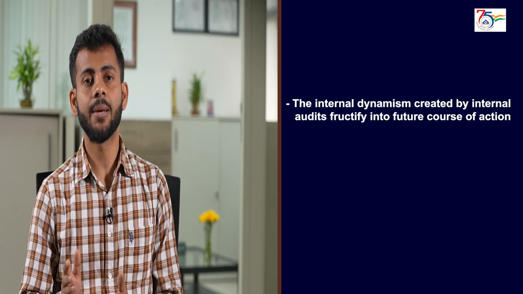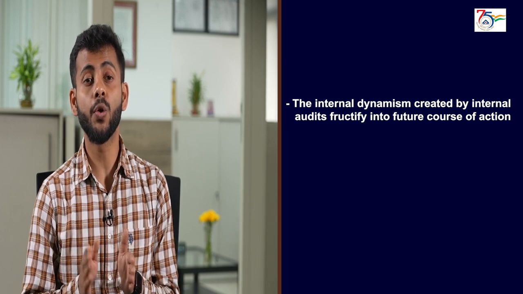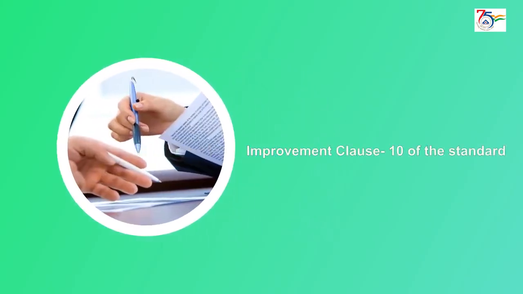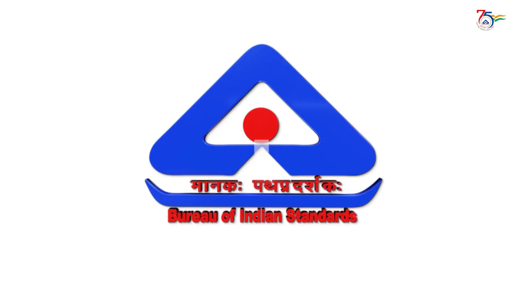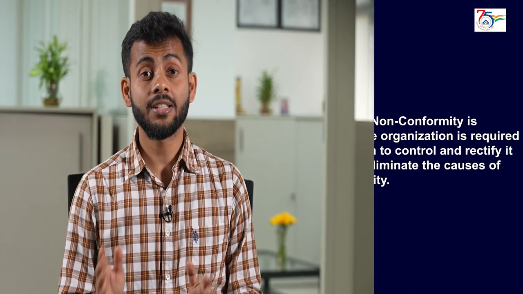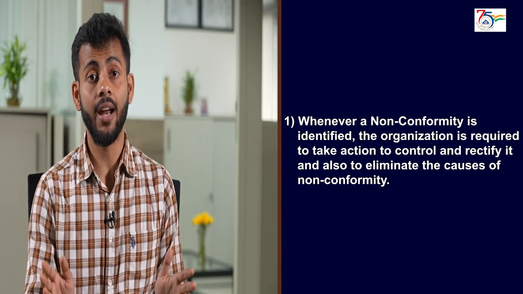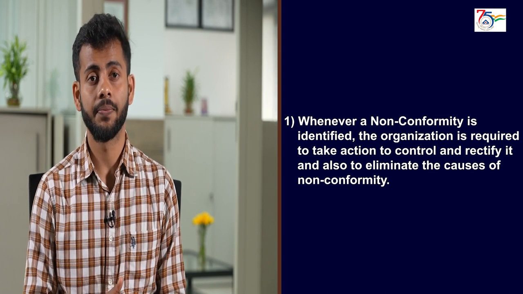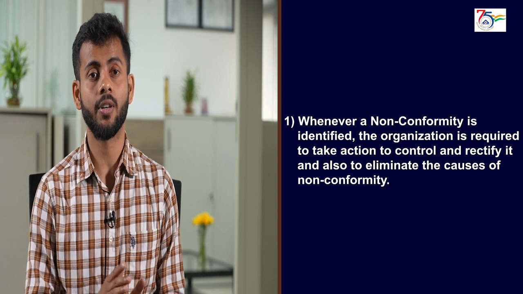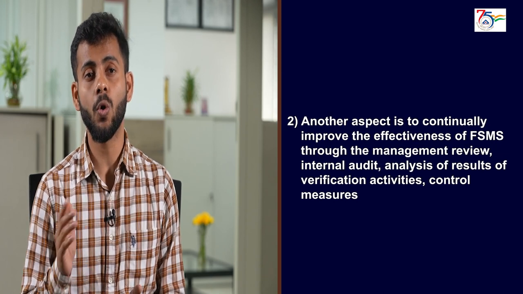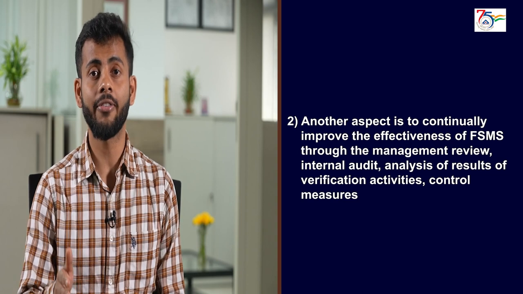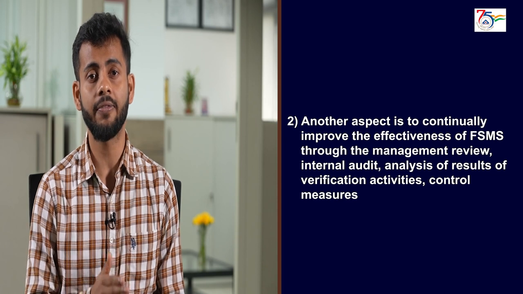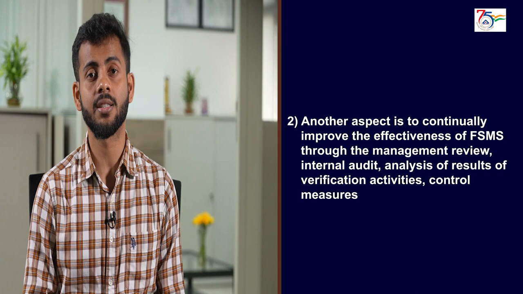The internal dynamism created by internal audits fructifies into a future course of action as a result of the management review. This brings us to the improvement clause, Clause 10 of the standard. There are two aspects in the improvement clause. First, whenever a non-conformity is identified, the organization is required to take action to control and rectify it, and also to eliminate the cause of the non-conformity. Another aspect is to continually improve the effectiveness of the FSMS through management review, internal audits, analysis of results of verification activities, control measures, etc.